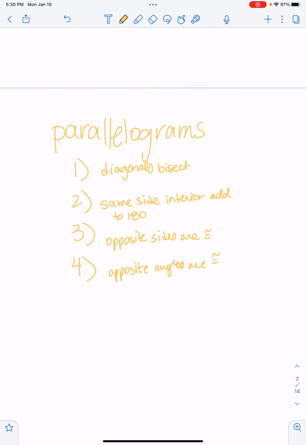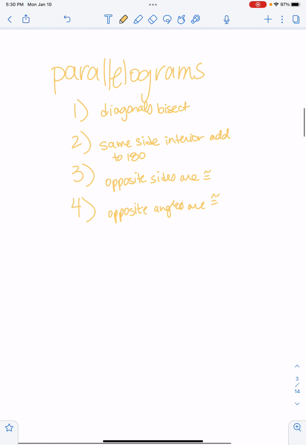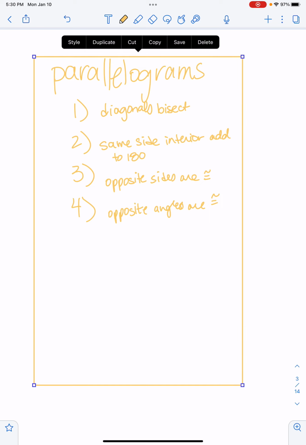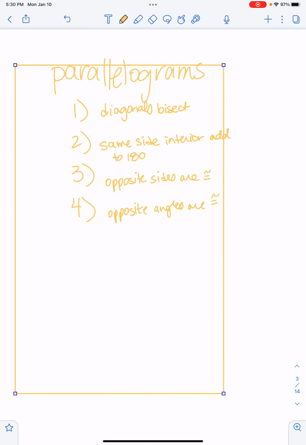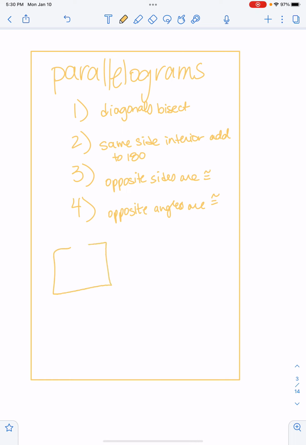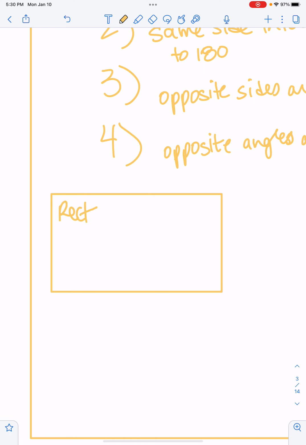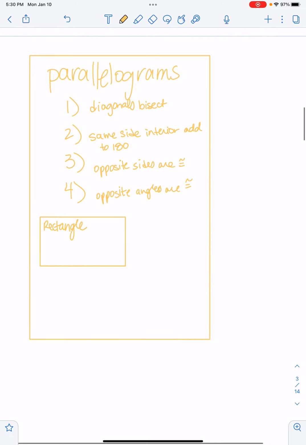So within parallelograms, though, we have specific types. This is the overarching category. Parallelograms are a type of quadrilateral, which are a type of polygon. But within that, we then have these more specific types. So we have a rectangle, and let's draw it, a rhombus. And so we're going to learn some rules that are specific to those. So again, all 4 of those rules apply, but there's some additional ones.